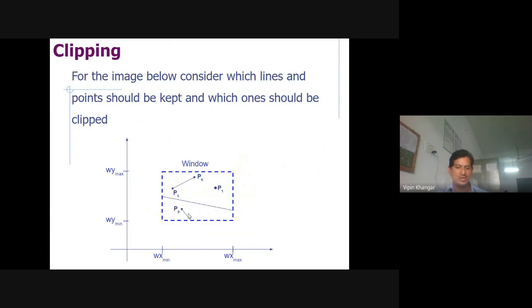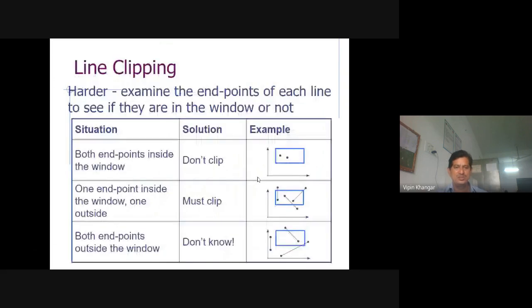Again, similarly, you can see P9, P10. The part outside is clipped. So the portion bounded by these boundaries is what will be displayed. These are the line clippings.